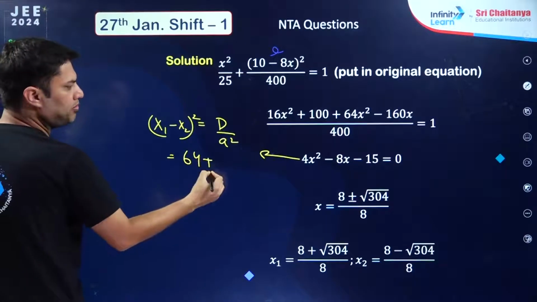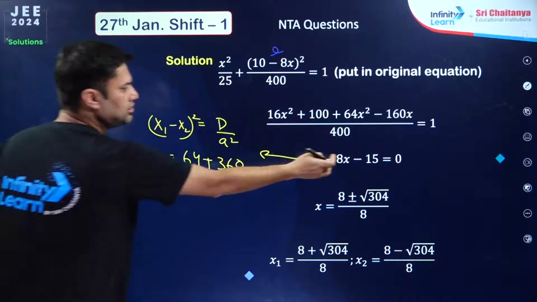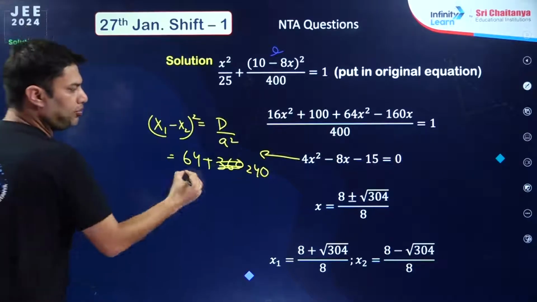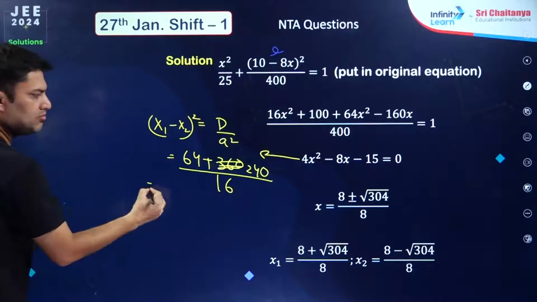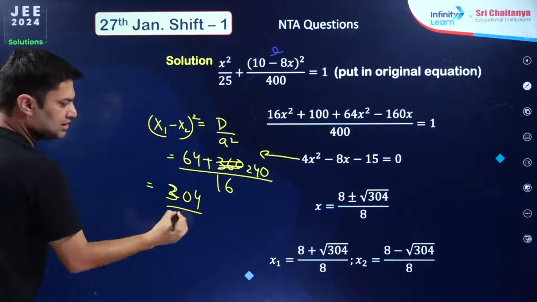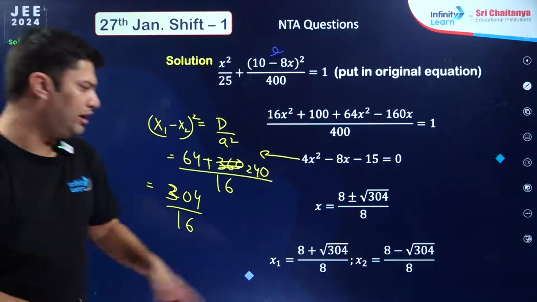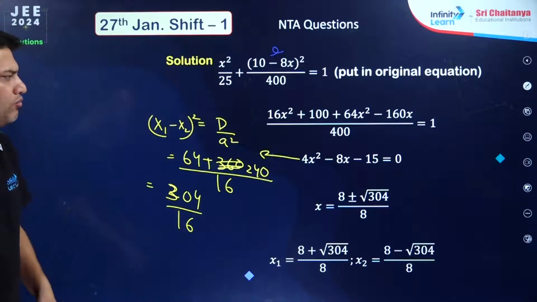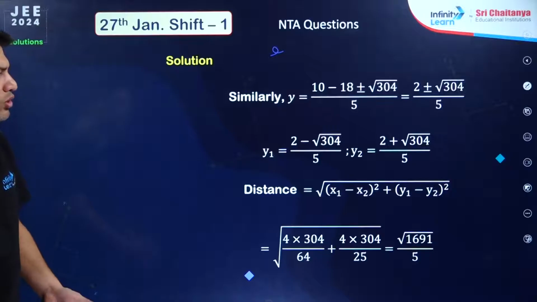Discriminant is 64 plus 360. 60 into 4, sorry, 240. Upon a square, 16. So this is simply 304 by 16. Simple. So you don't need to find individual values. Similarly, you have to do the same thing with y also.